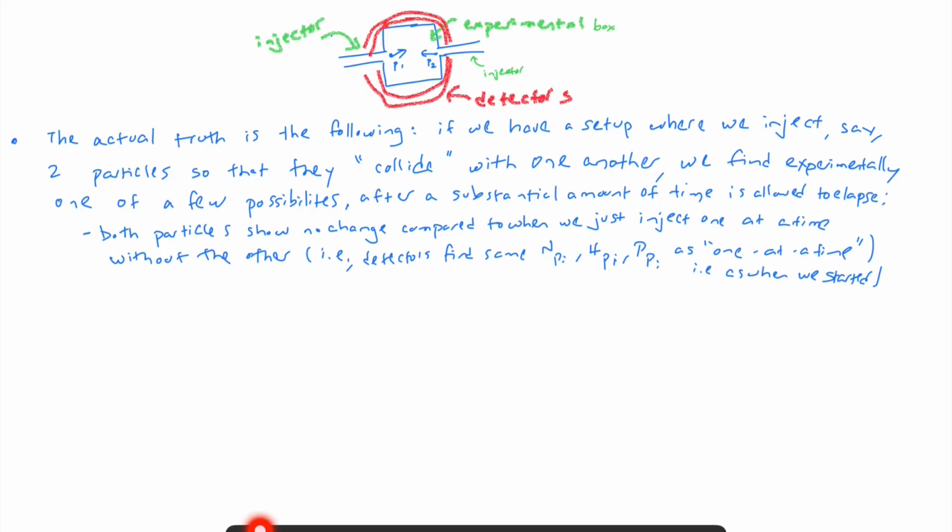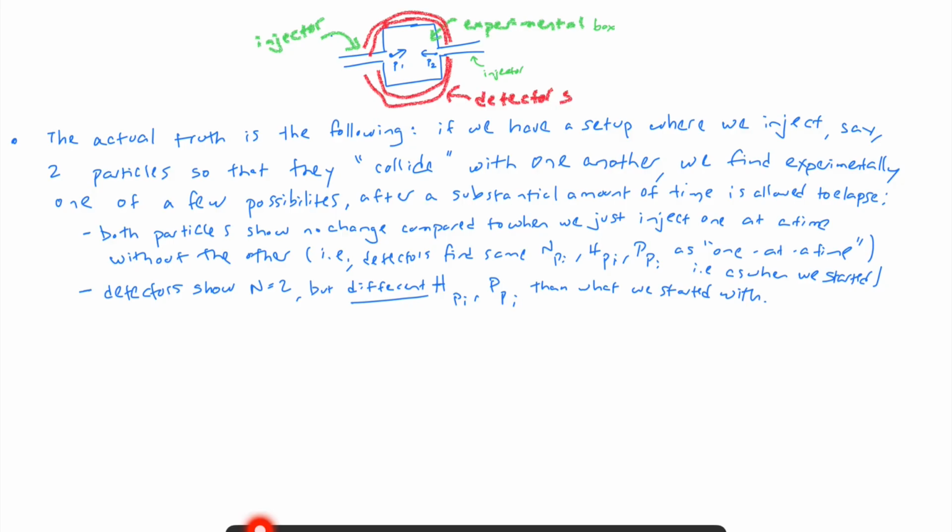One is that both particles show no change compared to when we just inject one at a time without the other. This means that basically there's been no interactions and the detectors find exactly the same N, P, and E as we started with in this quote unquote one at a time situation. So in other words, there's no interaction. Whatever you injected here is exactly what you get out. That's one possibility that you can see if you do this experiment.